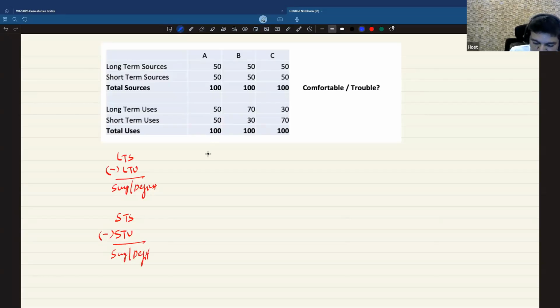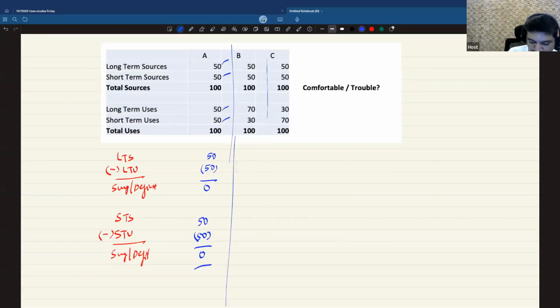Look at company A, long-term source is 50, long-term use is 50. Okay, this is long-term source, this is long-term use. So there is no surplus, no deficit. Look at the short-term source, that is 50, short-term use also 50. Okay, 50, 50. So here also no surplus, no deficit.